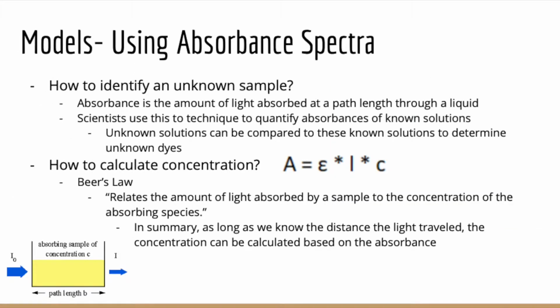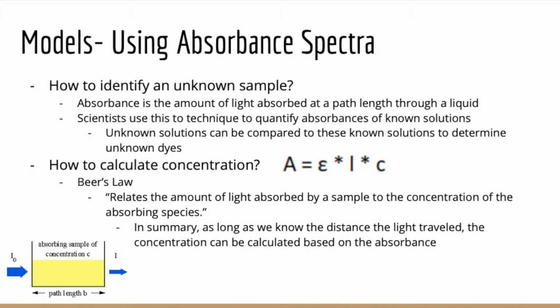Our first model is how to identify an unknown substance using absorption spectra. An absorbance is the amount of light absorbed at a path length through the liquid. Our path length was constant throughout the entire experiment because it is the same for every cuvette we used. Scientists use this technique to quantify absorbances of known solutions, and therefore unknown solutions can be compared to these known solutions to determine what the unknown dye is.